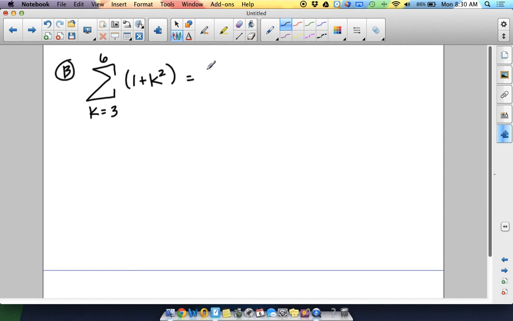So the first one would be 1 plus, what is k supposed to be the first time? 3 squared. Then you add that to 1 plus, what does k change to? 4 squared plus 1 plus 5 squared. When do I stop? 6.